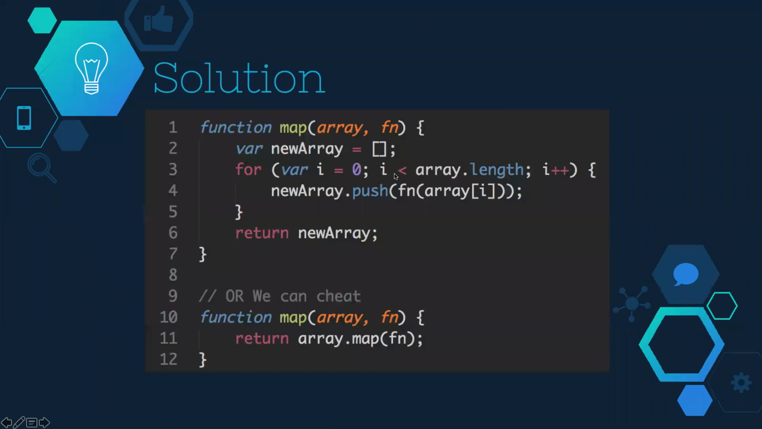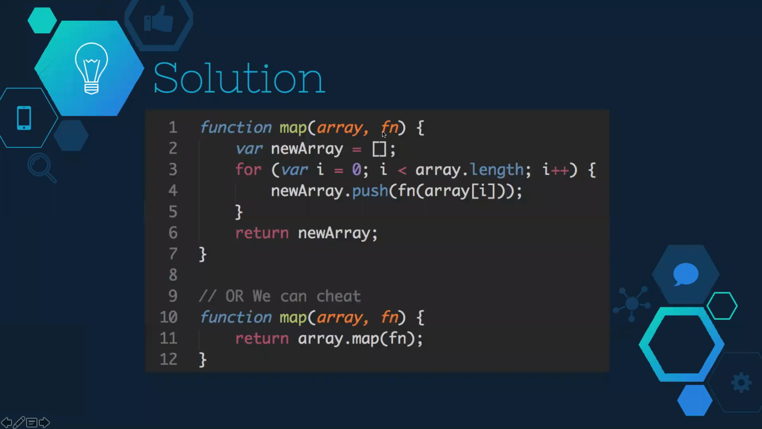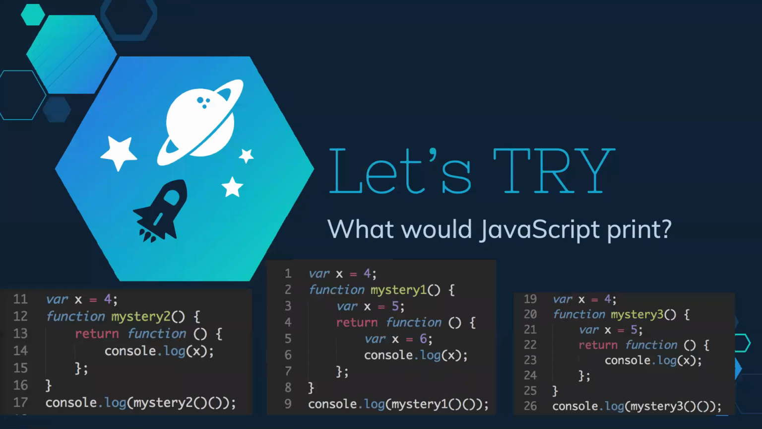Okay, so this is how we'll write the map function. It takes in an array and the function, and then it applies the function to each item in the array. It's the same syntax, similar to filter, but what we are now pushing is this: we create a new array, and then we go through this array using this for loop. We're pushing the result of calling this function on each element in the array, and then we return that. Or we can cheat, there's an array.map method which you can use in JavaScript to just pass in the function.